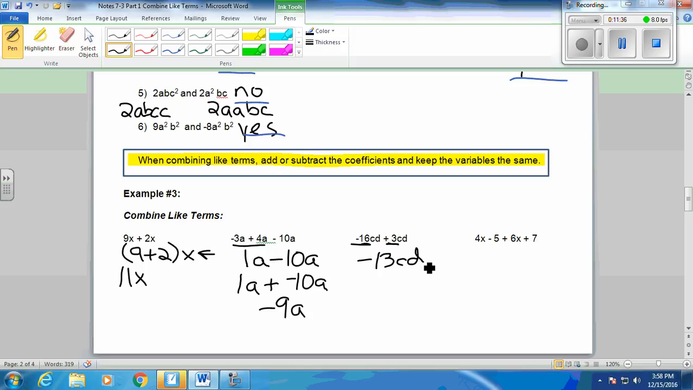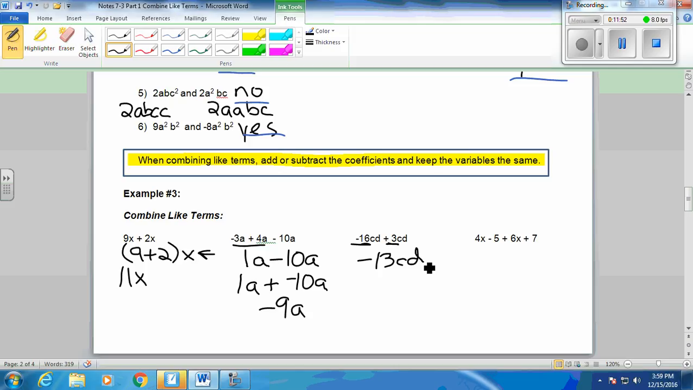And 4x minus 5 plus 6x plus 7. Going back to what we did when I first started, I'm going to rearrange these so that the like terms are next to each other. It makes it easier. So when I rearrange them, I need to make sure that I'm careful and keep the sign in front of the number.